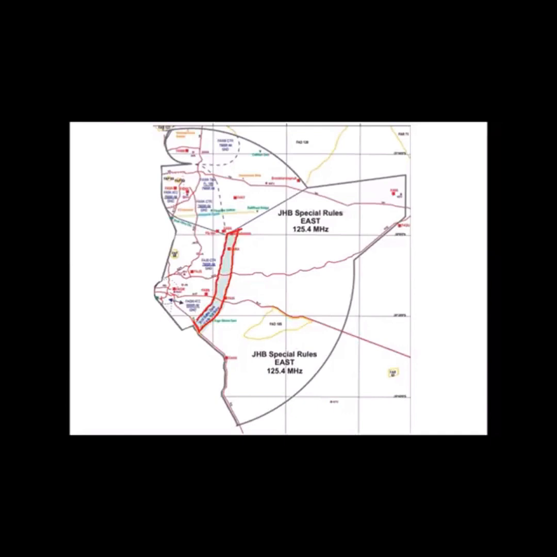So what is important for you to note, that although you're flying in the Johannesburg Special Rules Area, this sector of airspace is being manned by Johannesburg ATC, this buffer zone. And when you operate in the buffer zone, you need to speak to Johannesburg information on frequency 119.50 megahertz. That is Joburg information south.